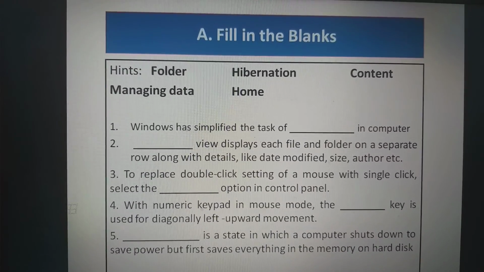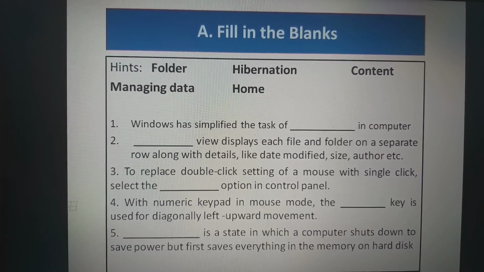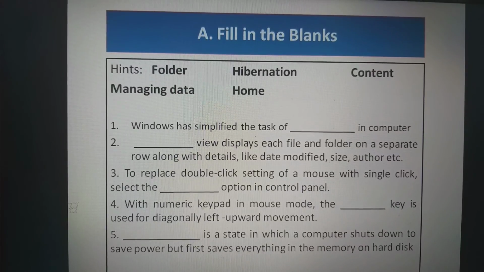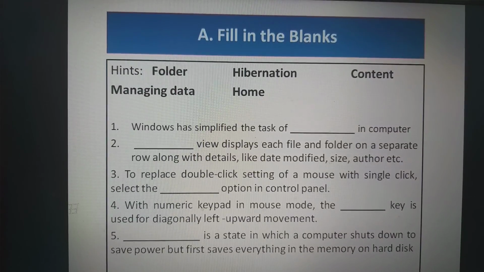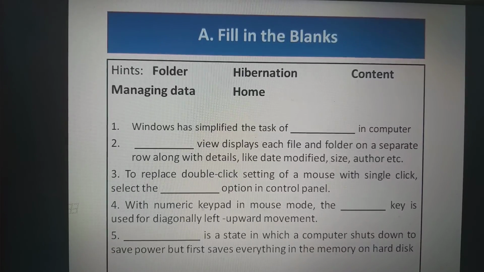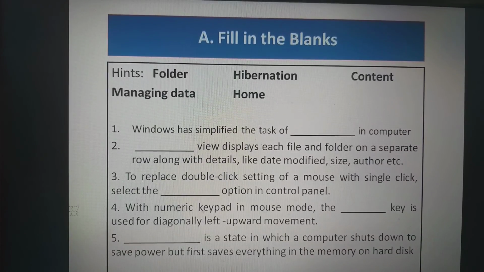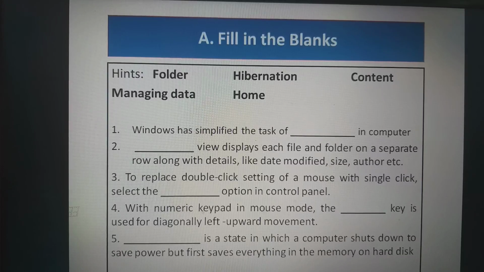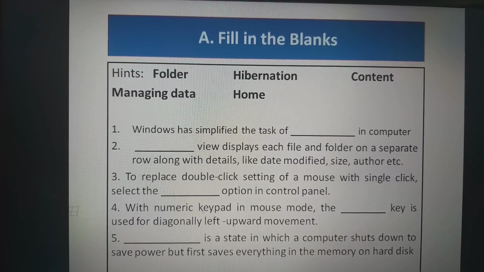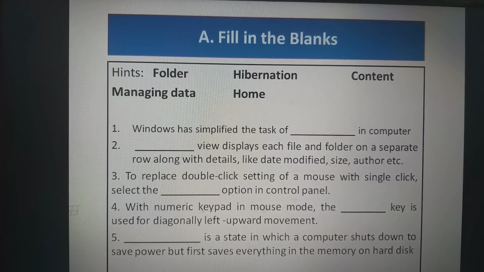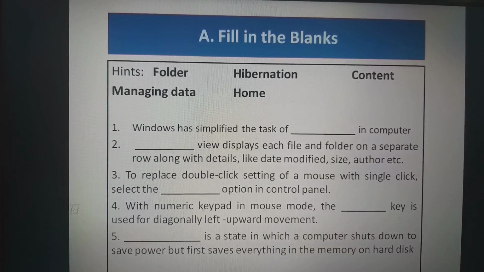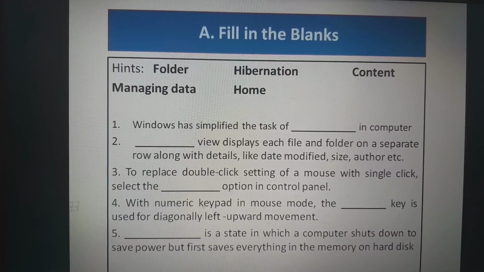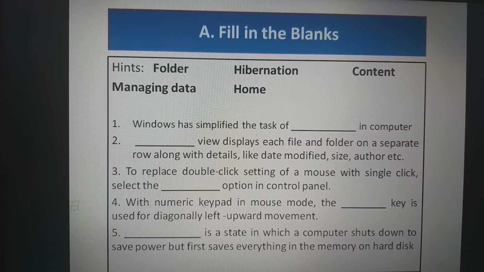Now see number 2. Dash view displays each file and folder on a separate row along with details like date modified, size, author, etc. So the answer will be which view? Content view. Now see number 3. To replace double click setting of a mouse with single click, select the dash option in control panel. So here the answer will be folder option. We have to select the folder option in control panel.